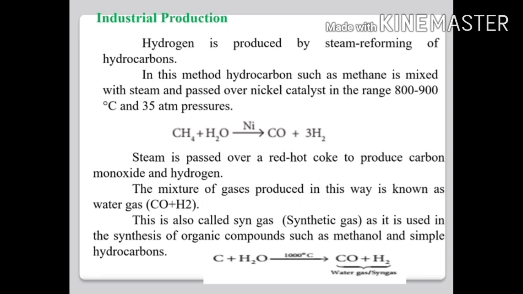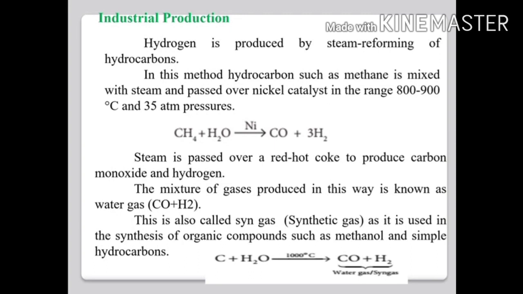Another way of producing hydrogen gas: steam is passed over red hot coke to produce carbon monoxide and hydrogen. The mixture of gases produced in this way is known as water gas, that is, a carbon monoxide and hydrogen mixture. This is also called syngas, or synthetic gas, which is used in the synthesis of organic compounds such as methanol and simple hydrocarbons.